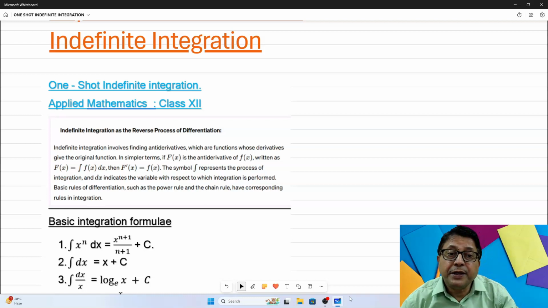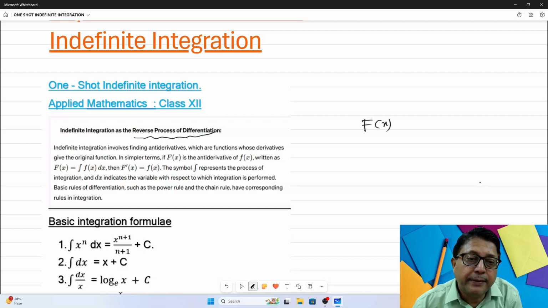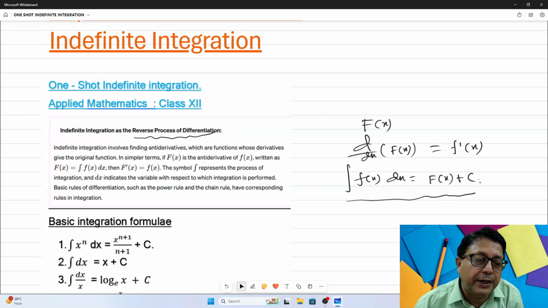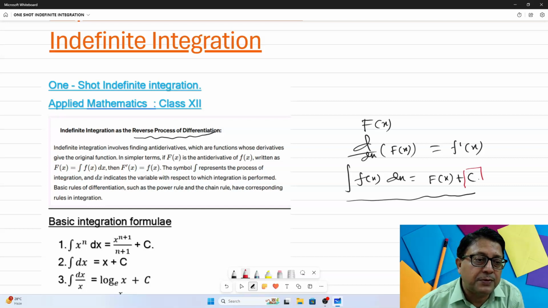Indefinite integration is considered as the reverse process of differentiation. So if there is a function f(x), its derivative d/dx of f(x) is equal to f dash x, then integration of f'(x) dx is equal to f(x) plus c. This c is called the integration constant. In indefinite integration, it is compulsory to write the value of c over there.